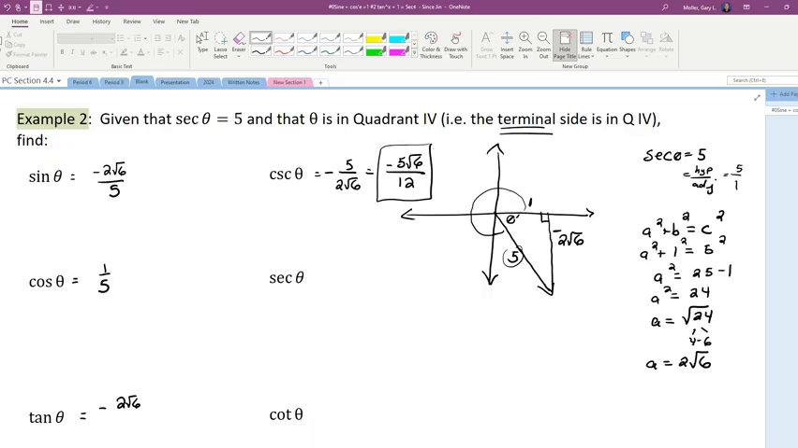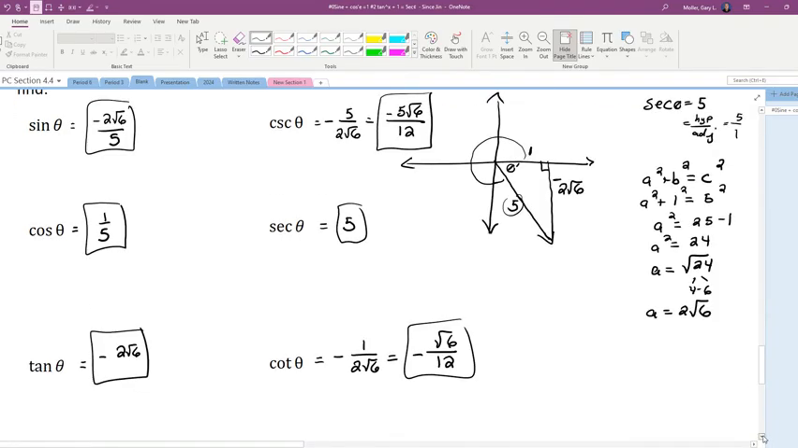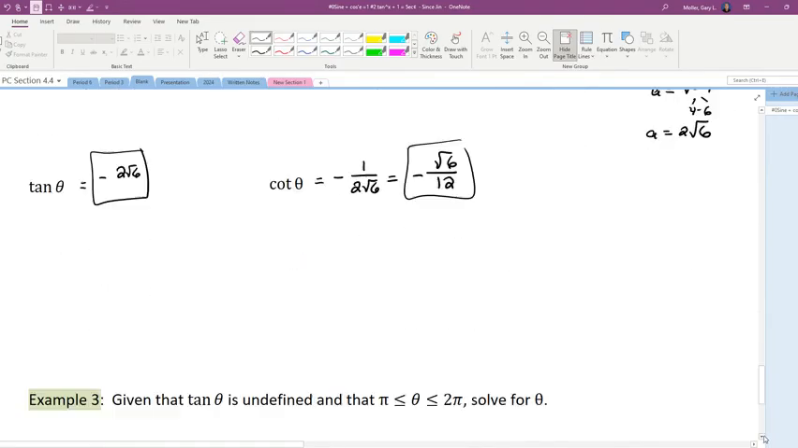Rationalize your denominators. Secant of theta is the reciprocal of cosine, so it's 5 over 1, or just 5, either by flipping or going to the source, 5 over 1. And then cotangent of theta is 1 over 2 root 6, and it's going to be negative, which is negative root 6 over 12. All right, hopefully that's all okay. Go back and watch it again if you need to see it again, or come get some help. Let's see what else we've got in store.